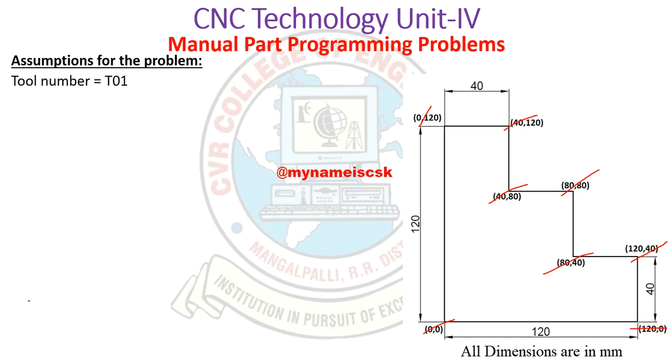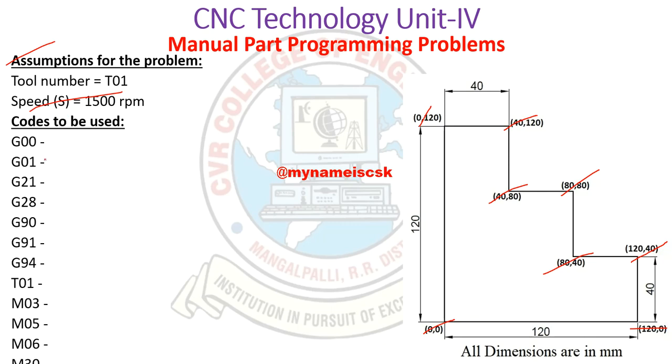Then we'll write the actual assumptions. In the problem they told us to assume our own values. They didn't mention which tool number we have to use, whether tool 12 or tool 30, so we have to assume something. So we are assuming that the tool is tool 1, the speed we are considering as 1500 rpm, and the feed we are considering some value, and the codes to be used.